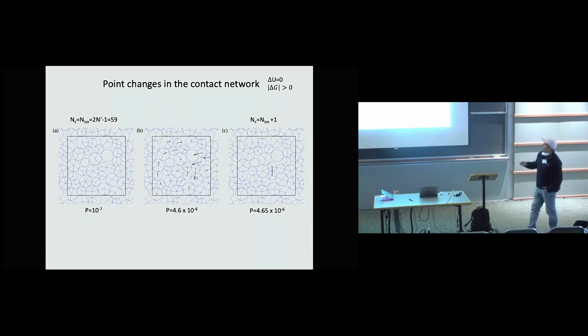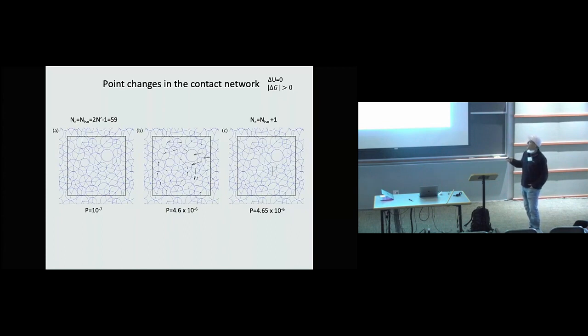Then I'm going to compress the system. When you compress the system, the particles are going to move a little bit. But then you can ask, is the contact network exactly the same? Are all the contacts exactly the same? The angles are going to change a little bit, but the contact network can stay the same. So that's what happens here.